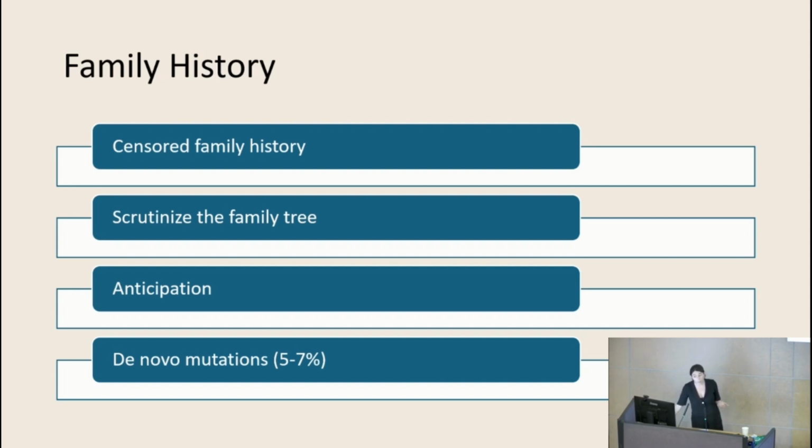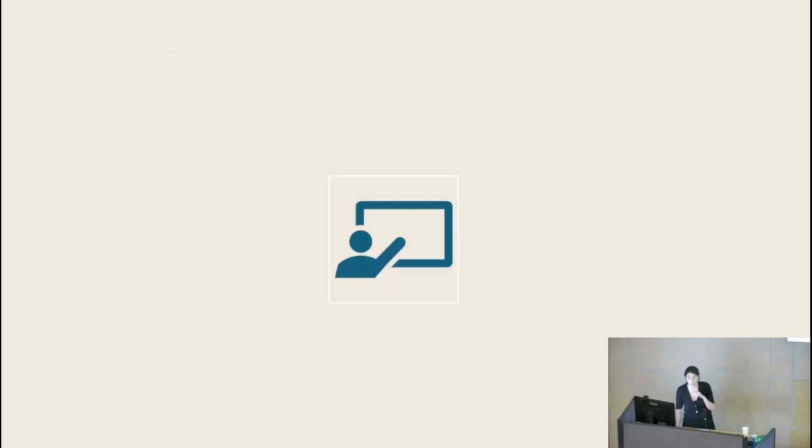We must scrutinise the family tree and look at diagnostic labels, so in particular where there are issues of suicidality, addiction or mental health problems, we must ask more about these. We also must remember the concept of anticipation, and that in late onset HD, people can present without having a family history at all. So despite the fact that this is an autosomal dominant disorder, de novo mutations are described in 5 to 7% of people.